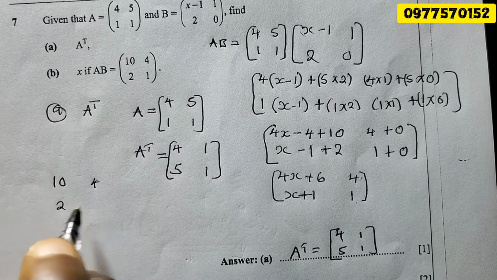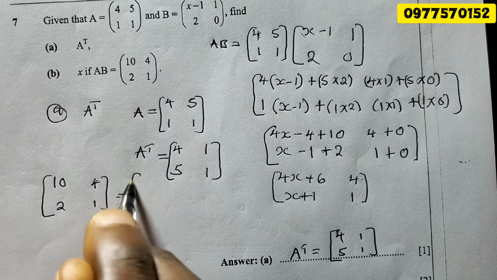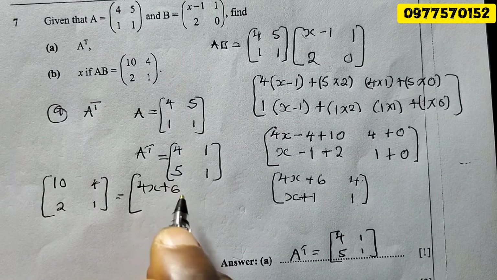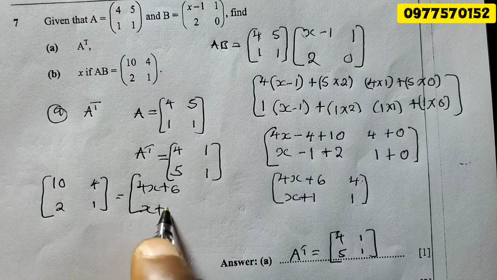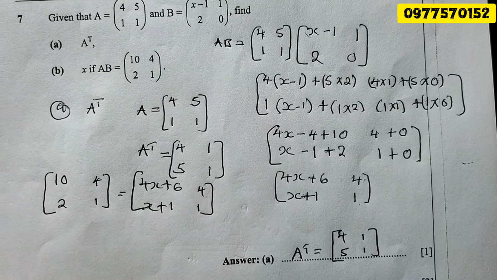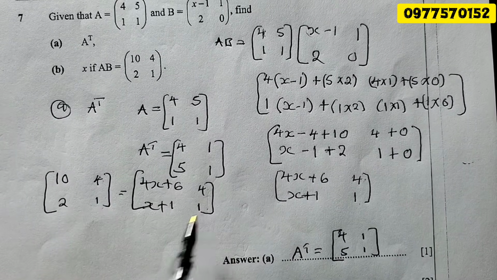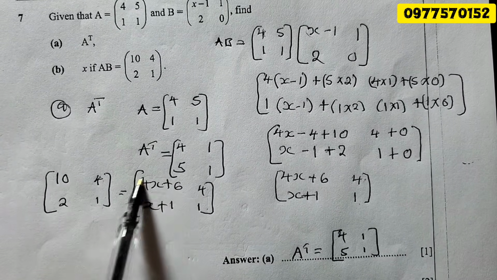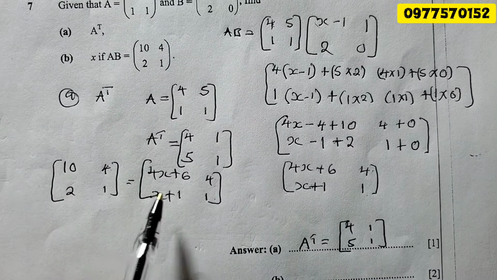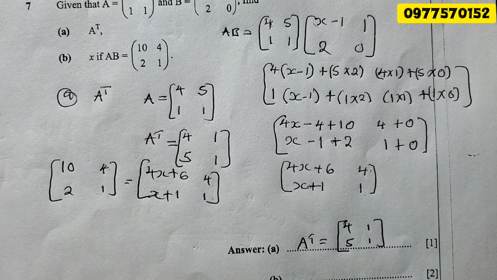4, 2, 1 is exactly this number, which is 4x plus 6, x plus 1, 4, 1. Okay? So here there is 4, there is 4, there is 4, there is 1, there is 4, there is 1. So here it's supposed to be 10, and then here it's supposed to be this 2. So let's just get this and solve for x, and the answer will be just simple.